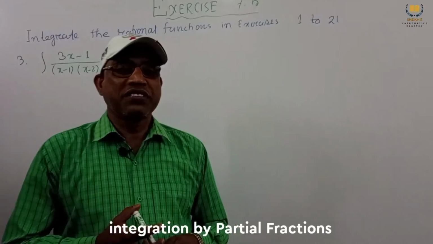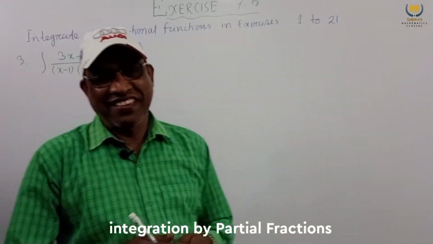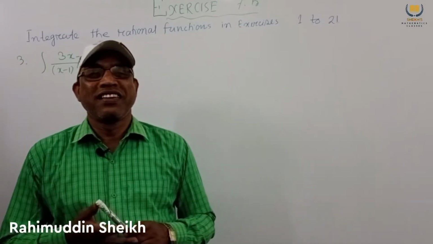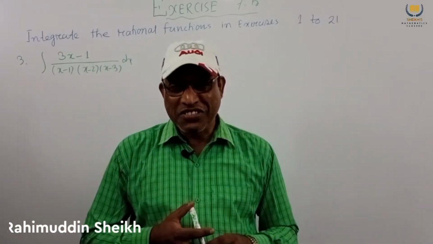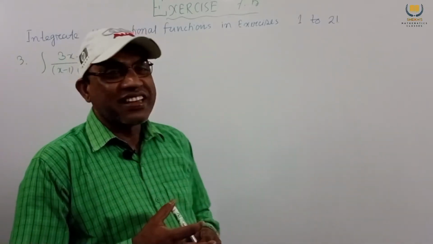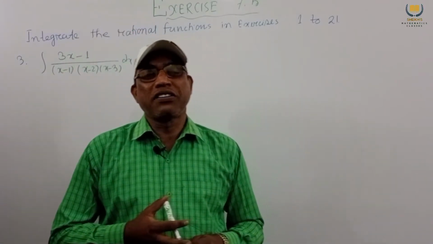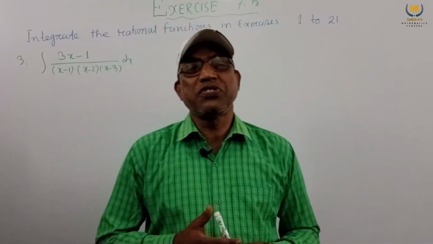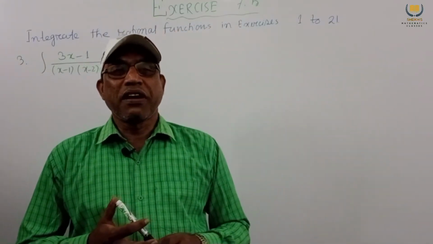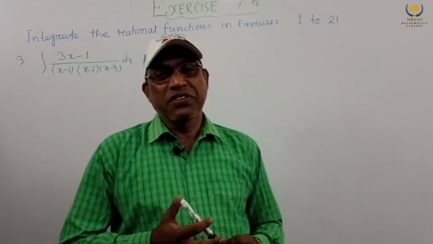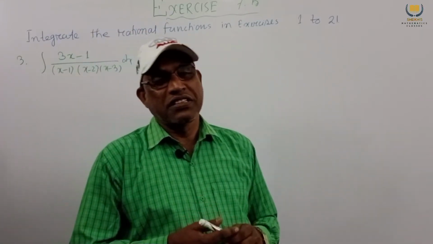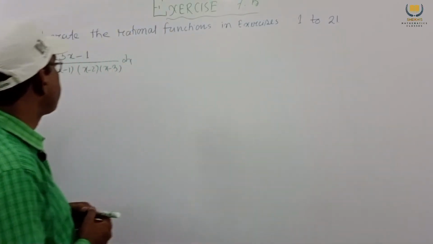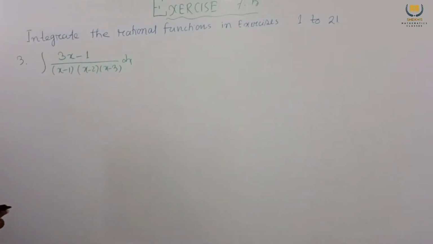Dear students, today consider problem number 3, exercise 7.5, NCERT book, class 12, and integration by partial fraction. So there are 3 methods. One is method of substitution, another is integration by partial fraction, and the last one is integration by parts. So we consider the partial fraction method. Now we consider problem number 3; problems 1 and 2 were given in the last video.